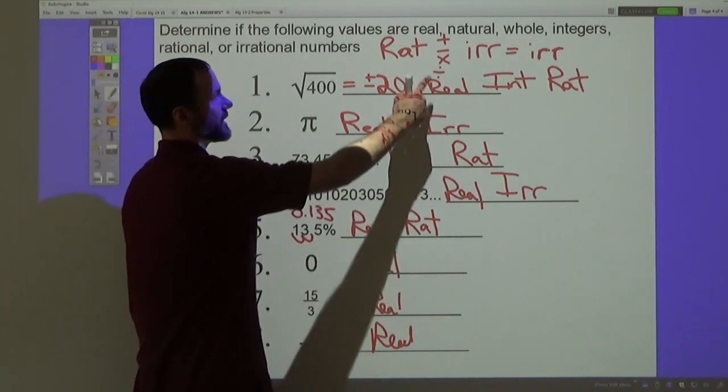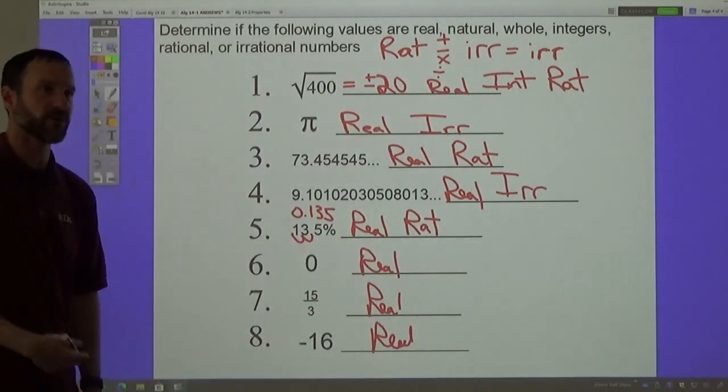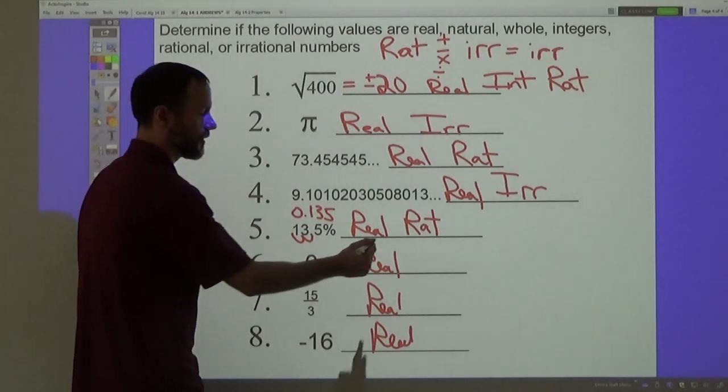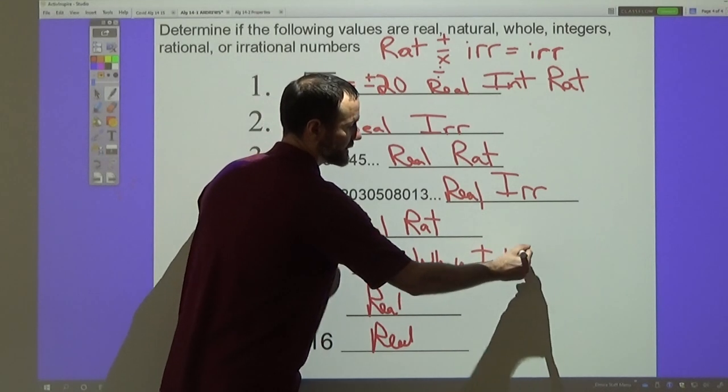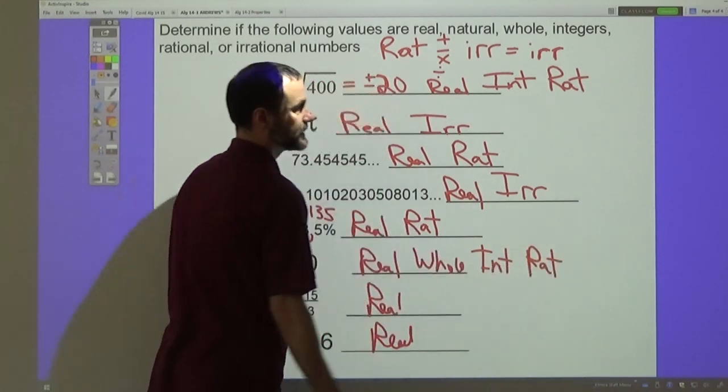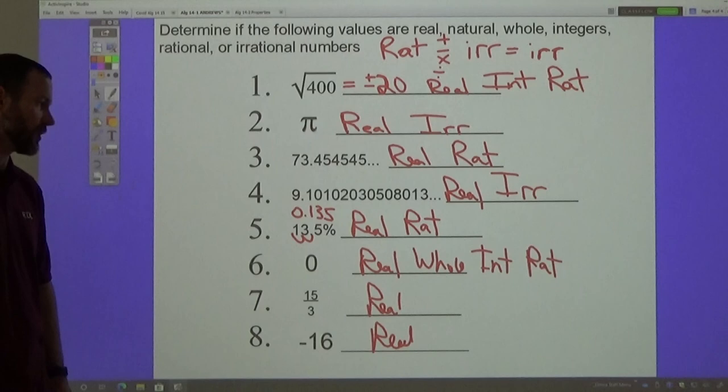Zero. Is zero real? Yes, it is. Is it a natural number? No. Natural numbers do not include zero. Is it a whole number? Yes, it is. Is it an integer? Yes, it is. Is it rational? Yes, it is. Is it irrational? No, it's not.